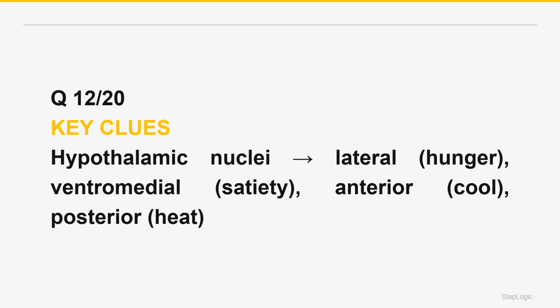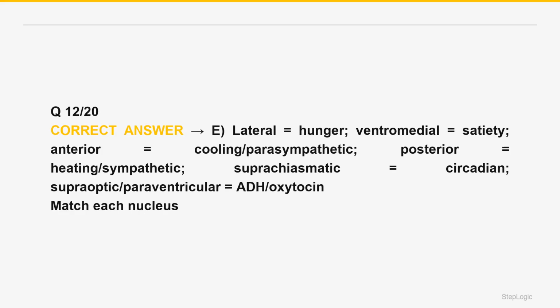For temperature, the anterior hypothalamus mediates cooling and parasympathetic responses, anterior cooling. Its lesion causes hypothermia. The posterior hypothalamus mediates heating and sympathetic responses. Its lesion causes poikilothermia. The correct answer is E.